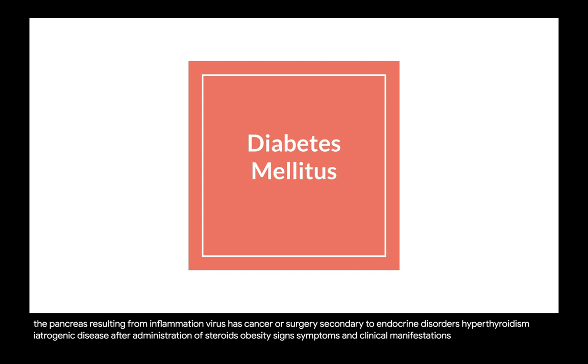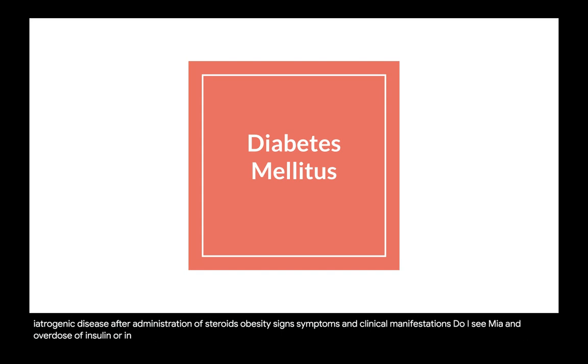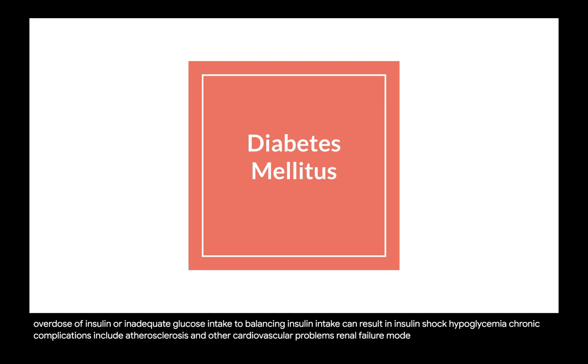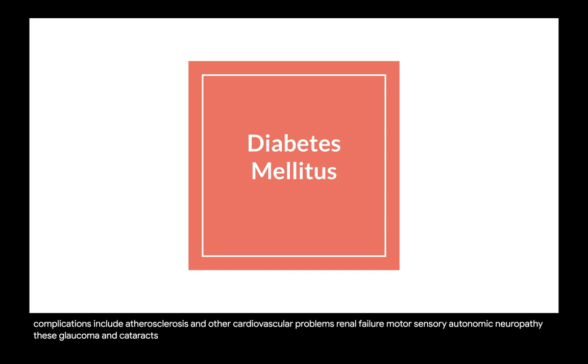Cardinal symptoms are those associated with hyperglycemia. An overdose of insulin or inadequate glucose intake to balance the insulin intake can result in insulin shock, hypoglycemia. Chronic complications include atherosclerosis and other cardiovascular problems, renal failure, motor, sensory, and autonomic neuropathies, glaucoma, and cataracts leading to blindness. Associated with increased incidence of large babies, stillbirths, miscarriages, neonatal deaths, and congenital defects.